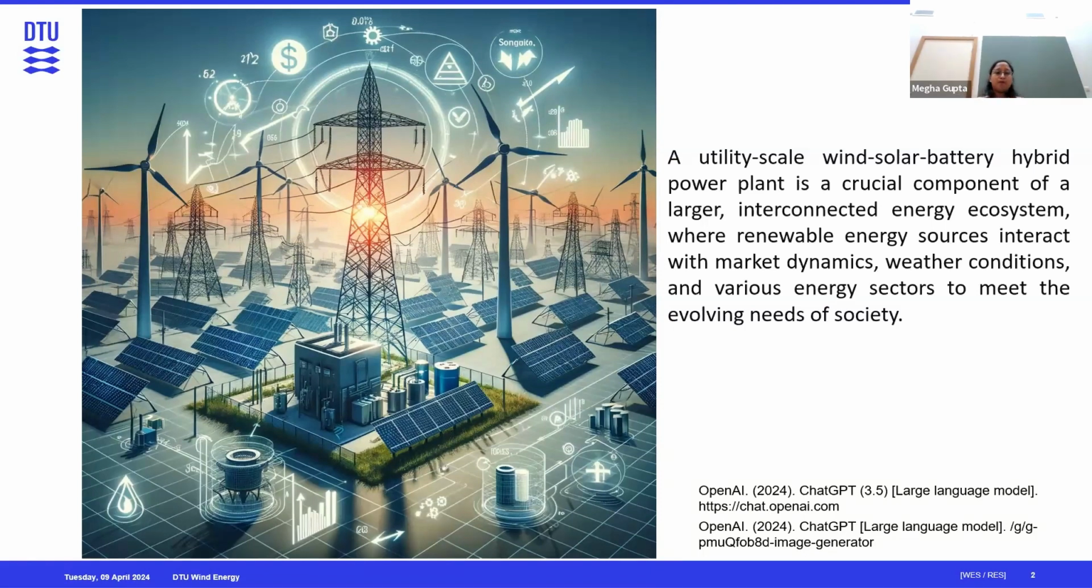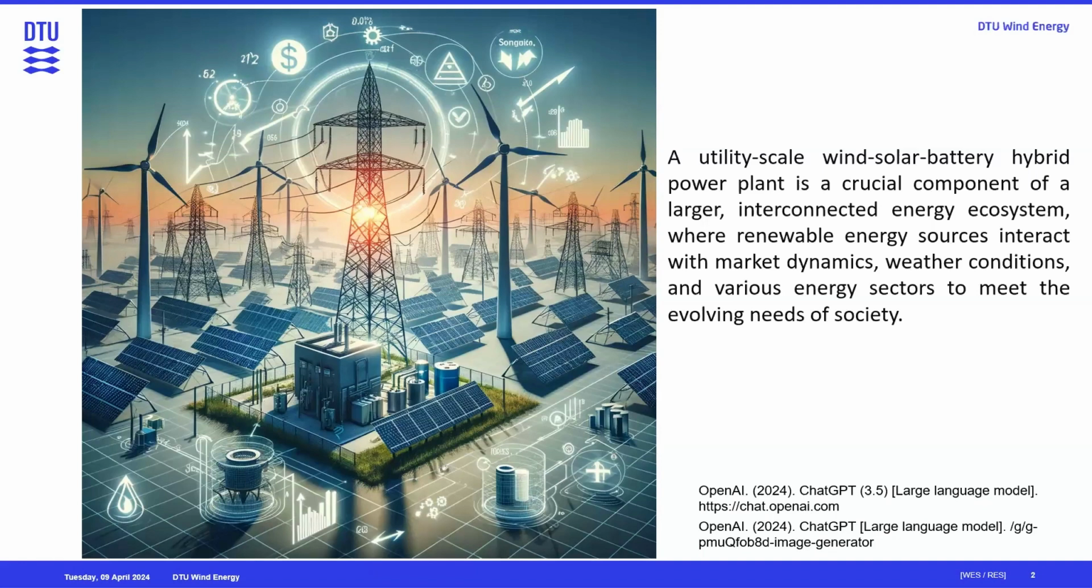I'm quite fascinated with the image. I made it using Chat GPT yesterday. What it shows is that it's a utility scale hybrid power plant. Again, like I said, even the name says it's a renewable hybrid power plant. I'm not going to define the hybrid power plant and other things.